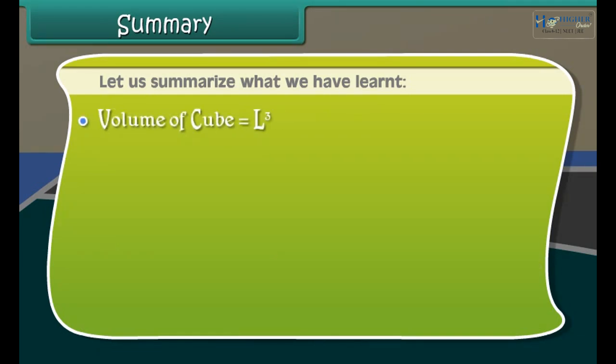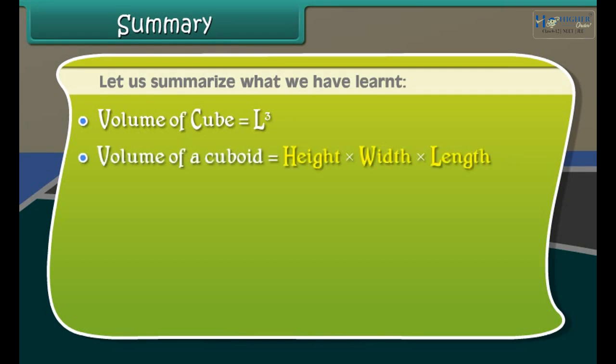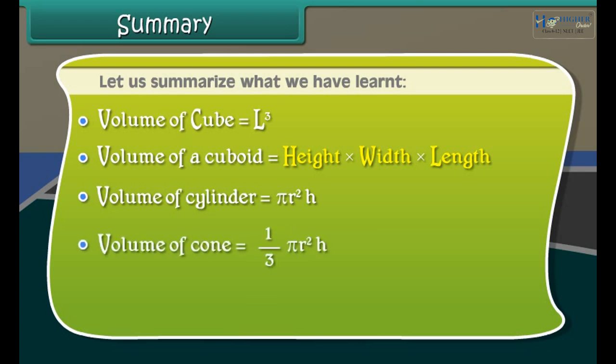Volume of cube is equal to L cube. Volume of a cuboid is equal to height into width into length. Volume of cylinder is equal to pi r square h. Volume of cone is equal to 1 over 3 pi r square h.